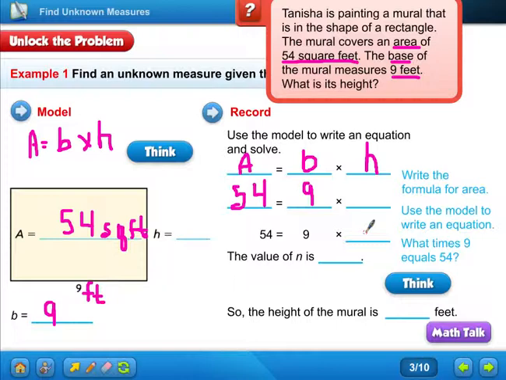Do your 9 song. 9, 18, 27, 36. Sing your 9 song and put your fingers up, and once you get to 54, stop, and that's your answer. If you said 6, you are correct. So the value of n, which was the height, is 6. So the height of the mural is 6 feet.